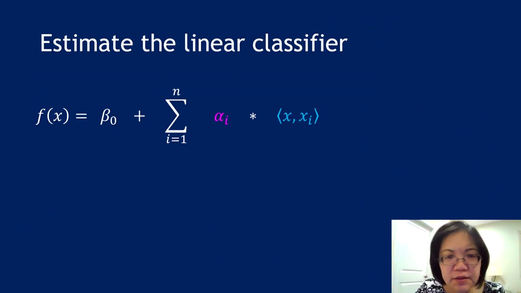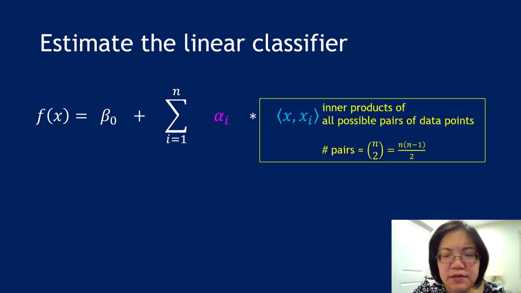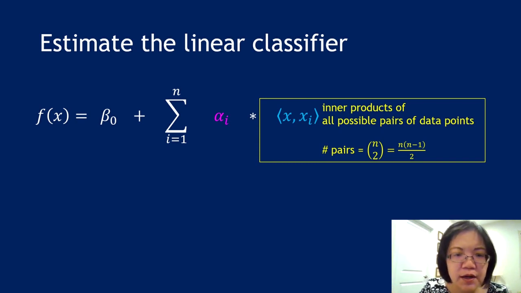So how do we estimate this linear classifier? Well, this is the inner products of all possible pairs of data points. So we actually have n choose 2 possible pairs, and this number gets big very quickly. If you have a sample size of 1,000, 1,000 times 999 divided by 2, that's about 500,000 pairs of inner products. Each inner product actually gets an alpha term.